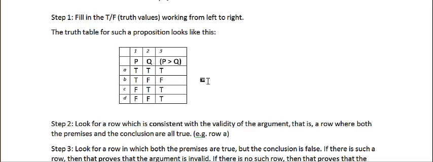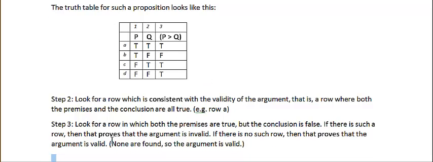To determine if it is valid, we have to go to step 3. And here we look for a row where both the premises are true and the conclusion is false. If we find one, we know it's invalid. If we can't find one, then since we've exhausted all the possible ways that true and false can be combined in these 4 rows, we know that the argument must be valid.